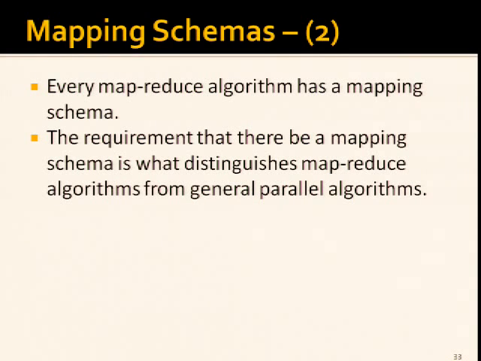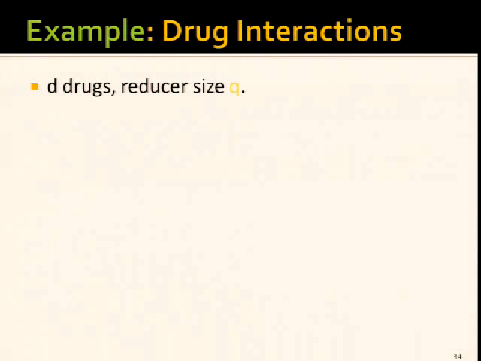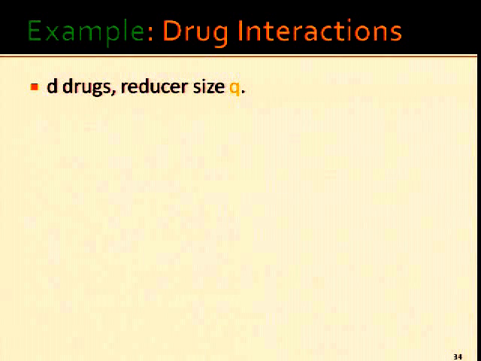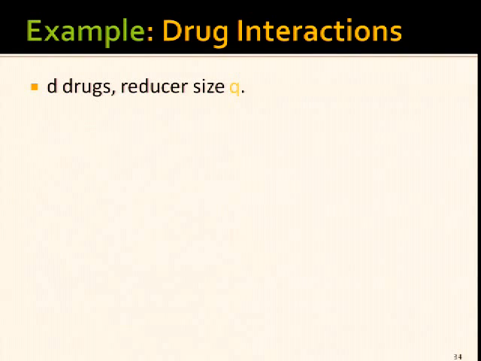Now, in some sense, it is a requirement that a mapping schema exists to solve a problem. I see it as what's special about MapReduce algorithms as opposed to just parallel algorithms in general. Let me not, though, go into that in too much detail. Anyway, so let's get the lower bound for the drug interaction problem. Again, I'm going to assume that there are D drugs, and the reducer size parameter is Q, whatever Q is.